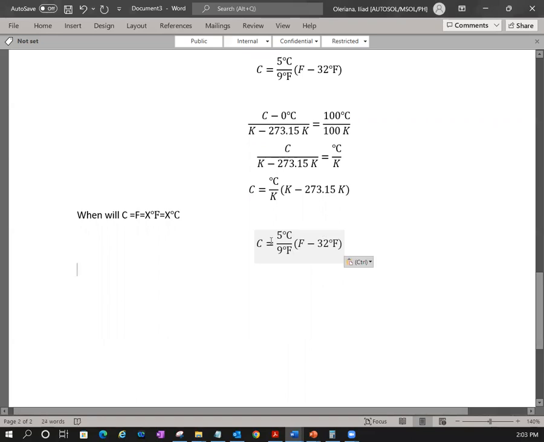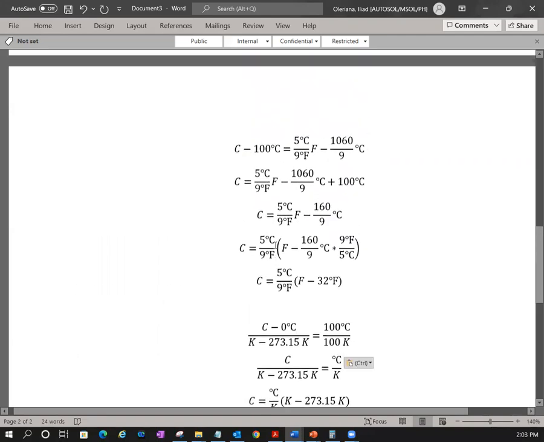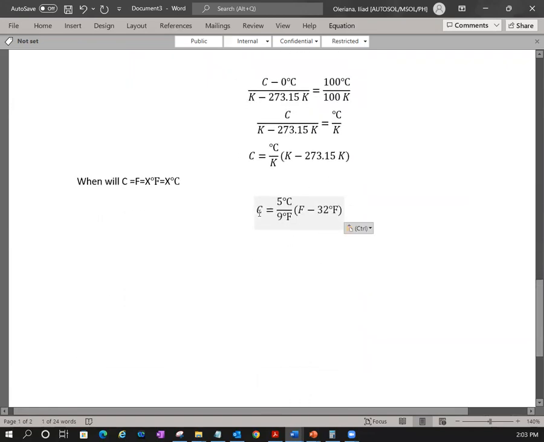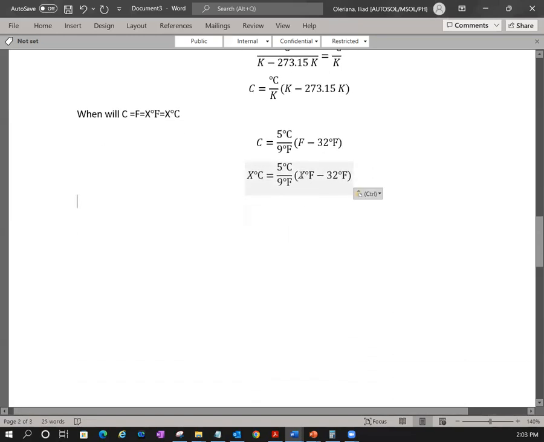Then gagamitin natin yung na-solve natin na equation kanina, which is a conversion equation. Okay? Ito ang gagamitin ko, but you can also use the other one. Pero ito ang gagamitin ko ngayon. So ang gagawin lang natin is substitute natin dito sa C yung x degrees C, tapos dito sa F yung x degrees F. So ang lalabas niyan, it would look like this. Okay? Then yung dimension niya, kung titingnan ninyo, naka-F.